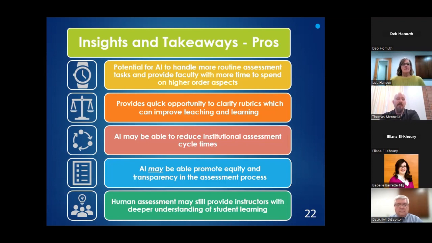And by offloading these tasks to AI, we would provide faculty with more time to spend on higher order aspects of either data processing or relationships with our students. Using AI in this way also provides a very fast opportunity to evaluate our own rubrics. As Saab suggested, we went through a lot of rubric revisions in this process, and I think the rubrics we ended with were much more valuable, not just for AI, but also for instructors to use and for sharing with students. It's very possible that if we can get this to work reliably, using AI in this way would reduce institutional assessment cycle times and allow institutions to assess more factors per unit time.